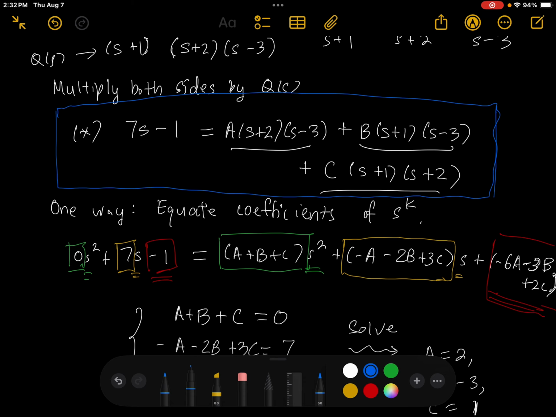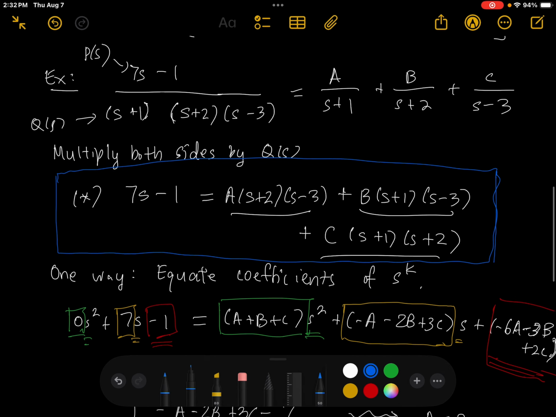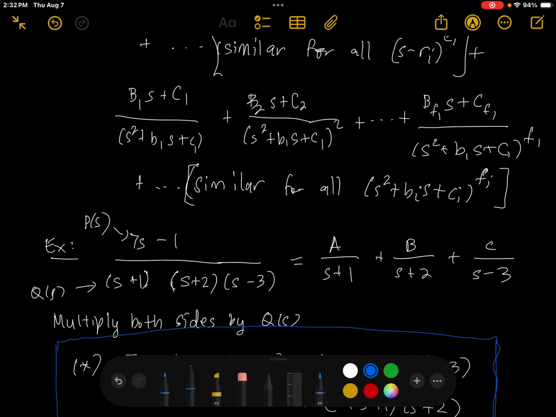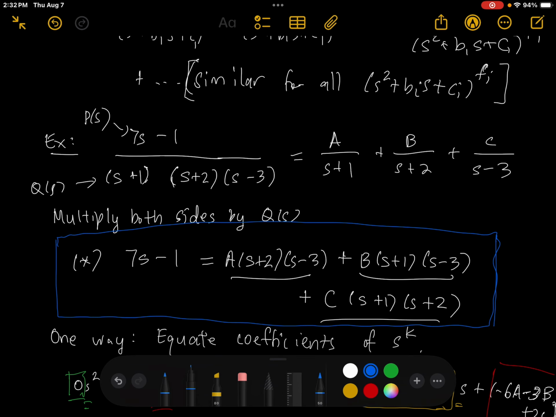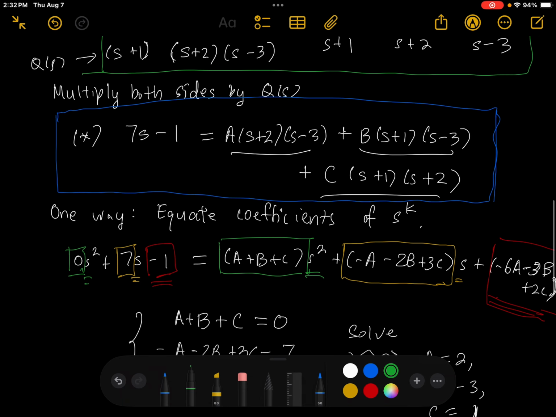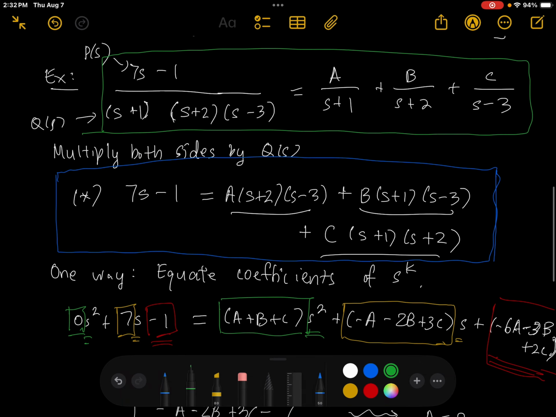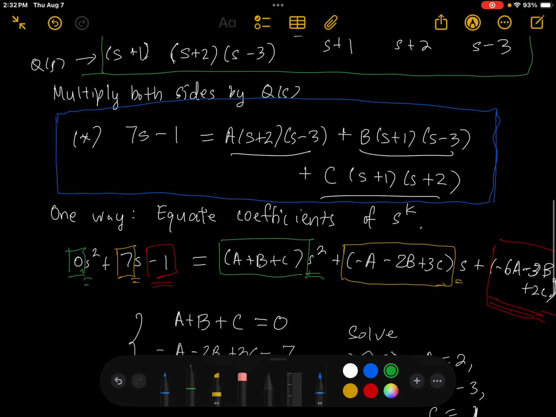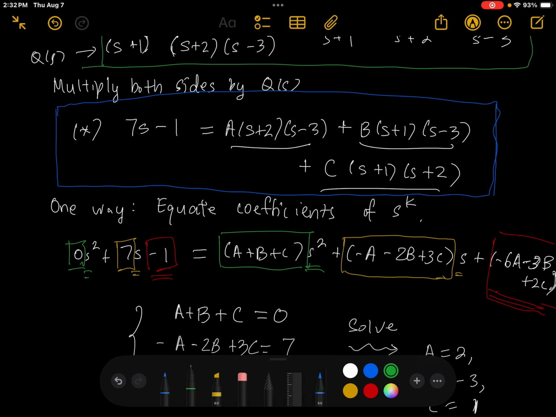If you can make that happen no matter what S is, then you'll be able to divide both sides by Q of S and get the equality that you really want. Because the equality that you really want, the original one, is this. But if you can get the blue thing to be true, this equality without the fractions, then you can just divide both sides by Q of S and get the green equality, which is what you really want. So how can we figure out what A, B, and C will make the blue equality true for all S?